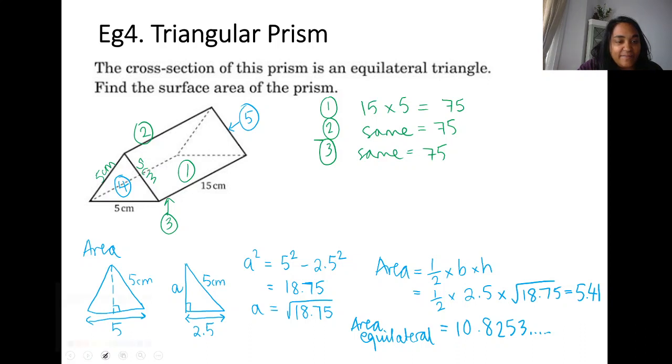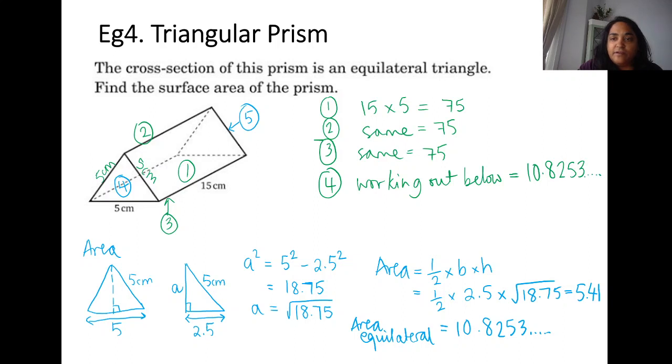So let's get my cleaner. So we've got here 4, we've done all our working out, we must show all of that working out in blue. So we're going to write here, working out below, and the final answer, 10.82. I'm going to keep it a little bit longer so I don't need to lose any accuracy yet.